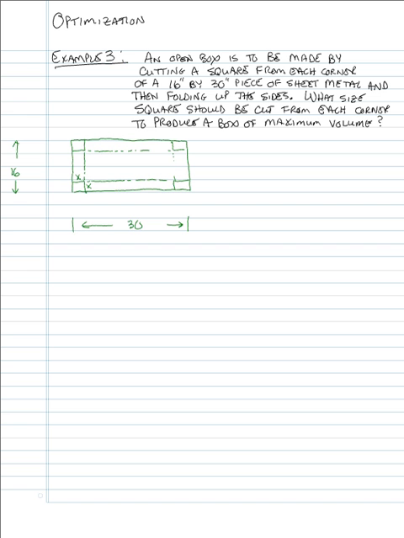Okay? Now, what we're going to do is take that sheet metal and fold up the sides after we cut out those squares. So imagine that, then, okay, let's see if I can draw something that might resemble what we're doing here.